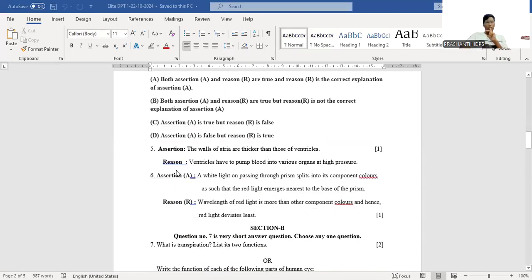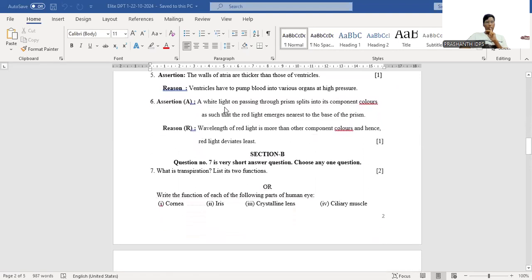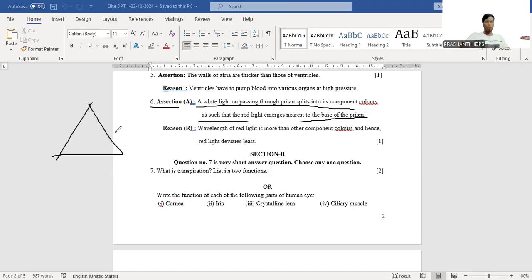Assertion and reason. Fifth one is biology. Sixth one is from physics. Assertion is: white light passing through a prism splits into its component colors. How many colors? Seven colors, as we have seen in the previous diagram. The red light emerges nearest to the base of the prism. Yes, so red light falls very close to the base of the prism.